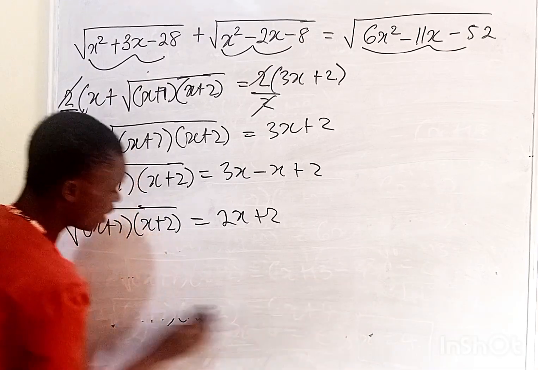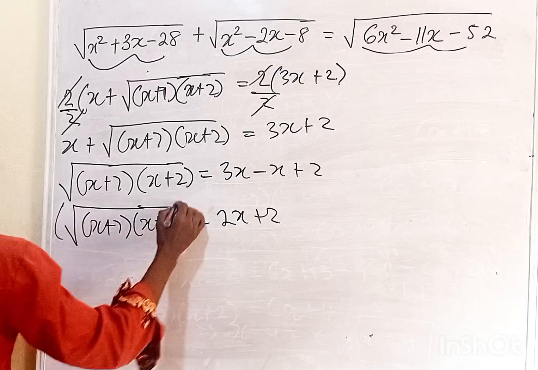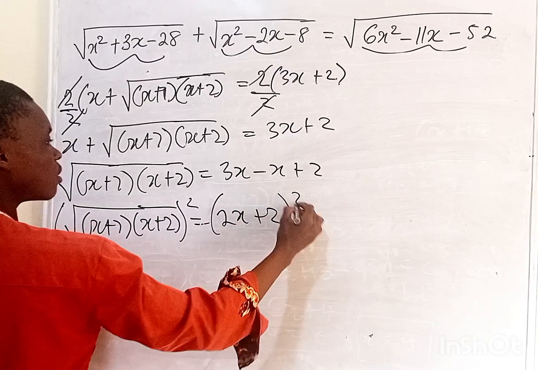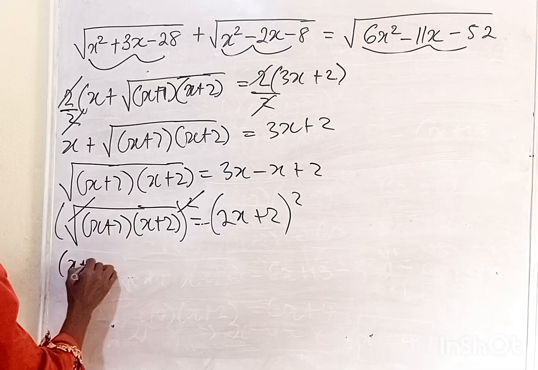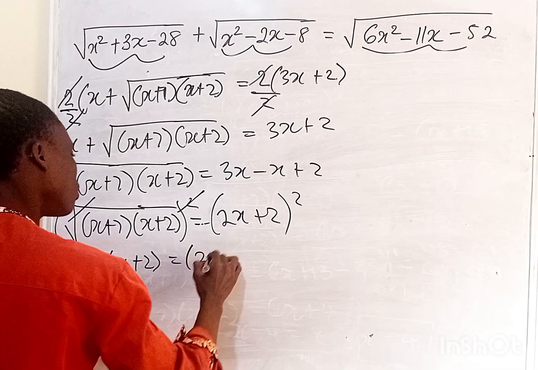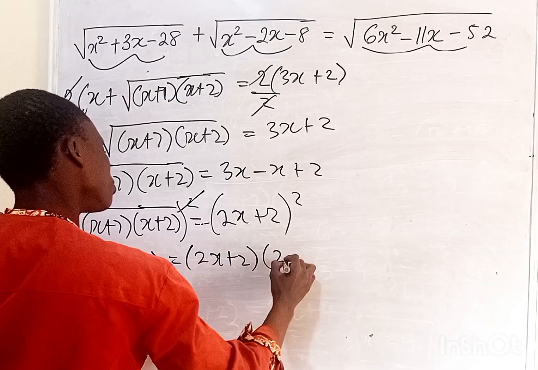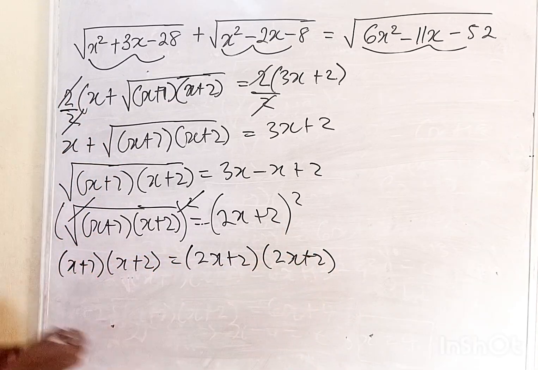All right, so from here, clearly, we can square both sides to get rid of the square roots. So squaring both sides from here, this can cancel out this, and we have x plus 7, x plus 2 equals 2x plus 2, 2x plus 2, because this is squared. All right, so let's multiply through to expand.